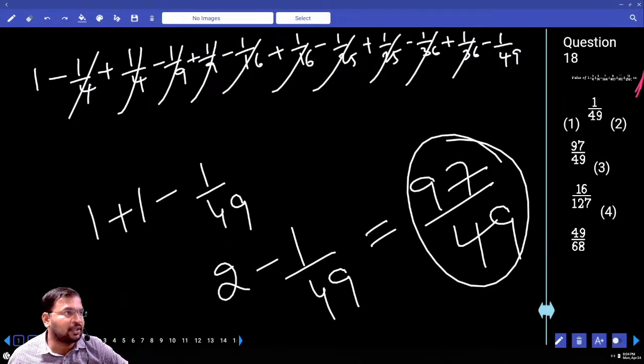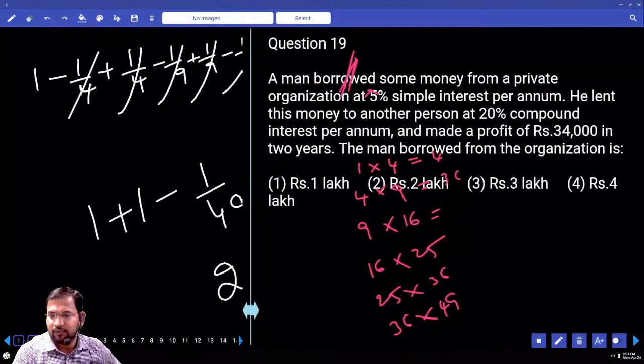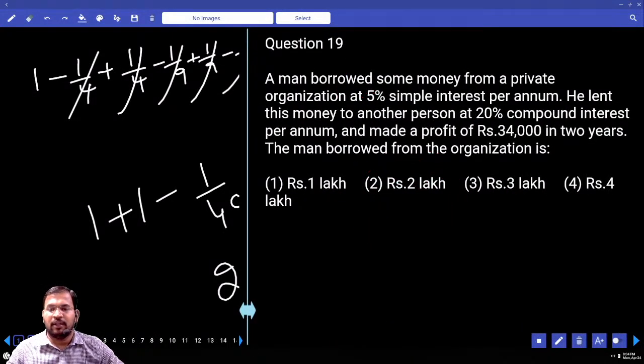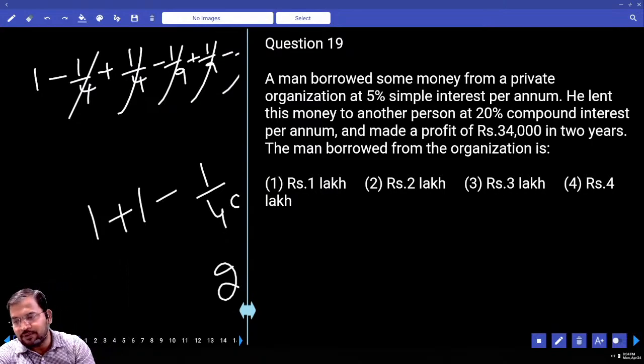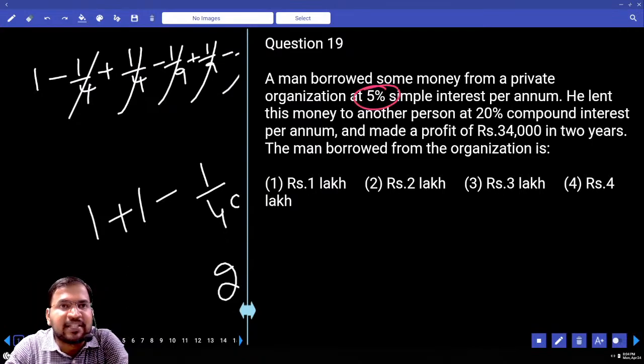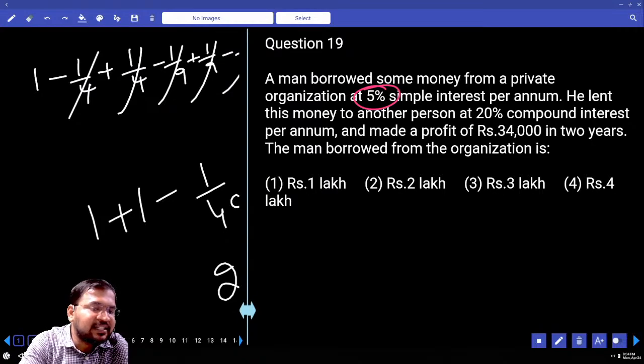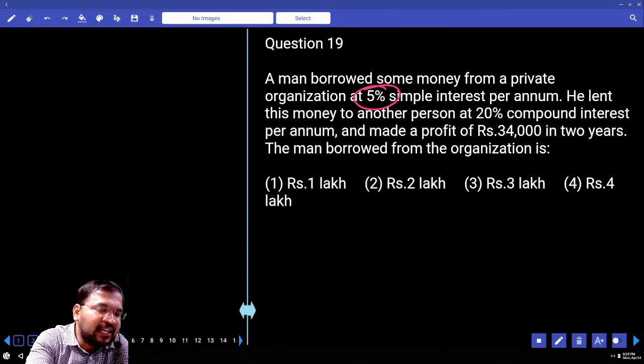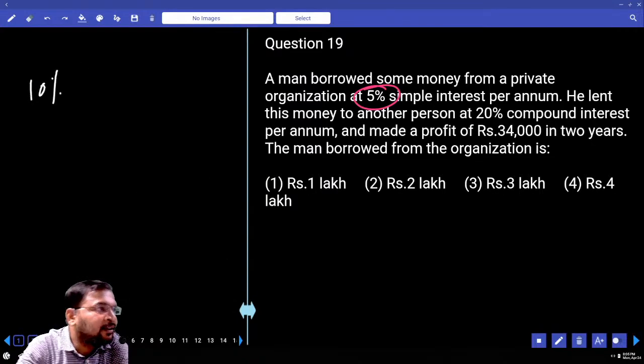Shall I go for the next question? A man borrowed some money from a private organization at 5% per annum simple interest. He lent this money to another person at 20% compound interest. He made a profit of 34,000 in 2 years. What did the man borrow from the organization? 2 years, he borrowed at 5% simple interest, so 2 years simple interest is nothing but 10%.